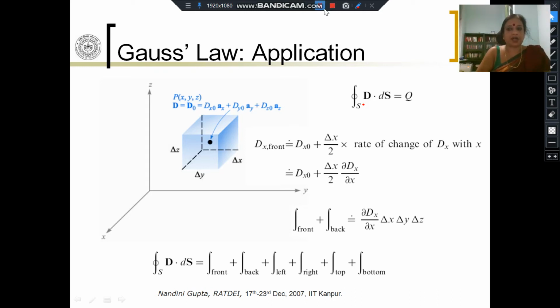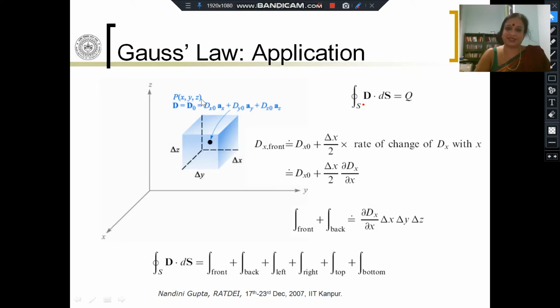So now that we have learned Gauss's law, let us see if we can apply this and get somewhere. So first, let me consider a cubic volume, a cubical surface which encloses a point P. The point P is at the center of the cube.